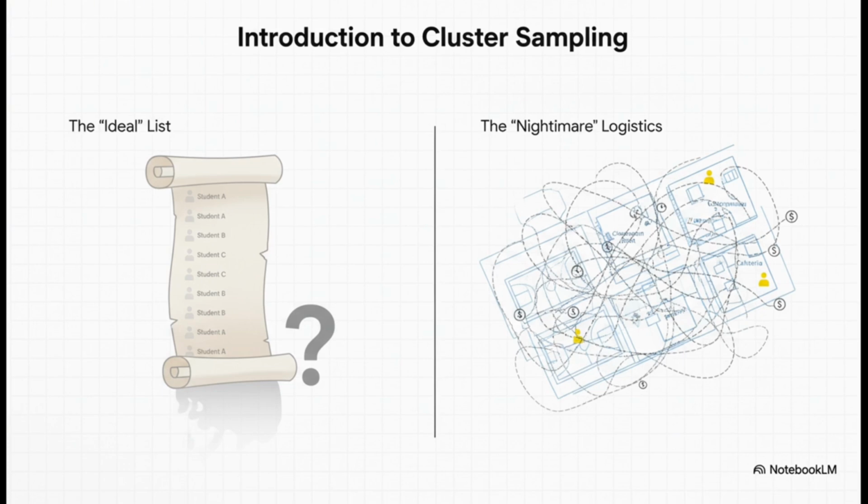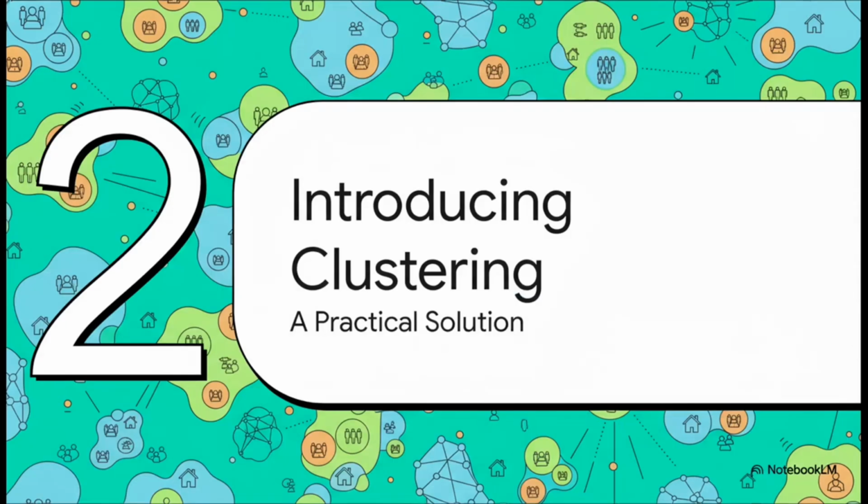But in the real world, just creating that complete, up-to-date list can be a nightmare. And even if you get it, your random sample might pick one student from a freshman bio class, another from a senior physics class way across campus, and you end up running all over the place. It's a logistical mess. And that is exactly where cluster sampling comes in as this really elegant, practical alternative.